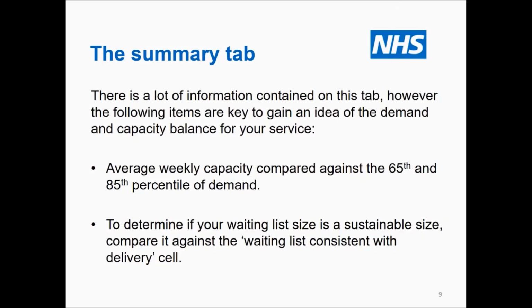The Summary tab does exactly that, summarises your information. There is a lot of information contained in this tab, however only a few of these cells are required to gain an idea of demand, capacity balance of your service. To determine if there is sufficient capacity to deal with what is coming through the door, look at average weekly capacity compared against the 65th and 85th percentile of demand. To determine if your waiting list size is a sustainable size, compare it against the waiting list consistent with delivery cell.